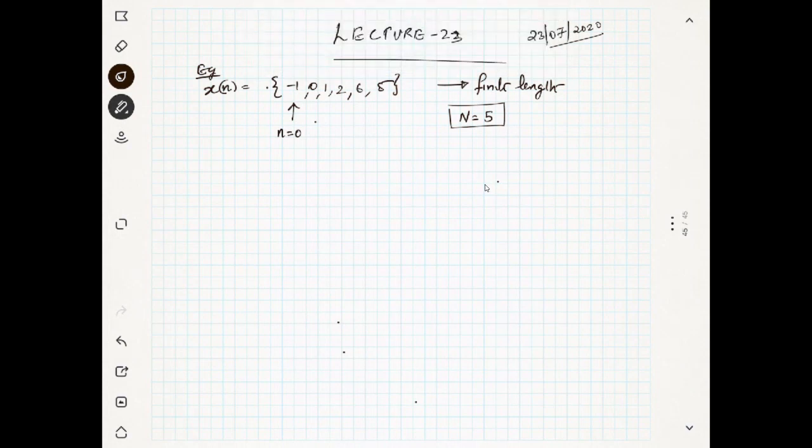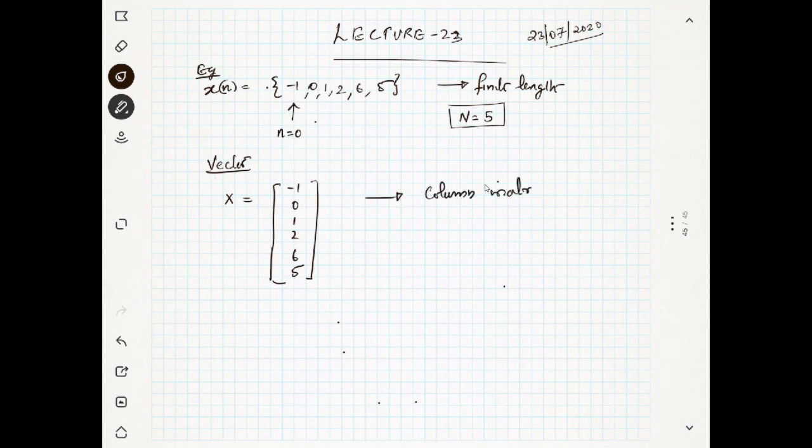So all of you know that like this we can represent any signals. Okay, so you can represent a signal as a vector also. We can call it as a vector. A vector is a collection of points. Actually, you can represent a signal like this, the same signal, -1, 0, 1, 2, 6 and 5. Okay, and this is nothing but a column matrix, or we will call it as a vector.